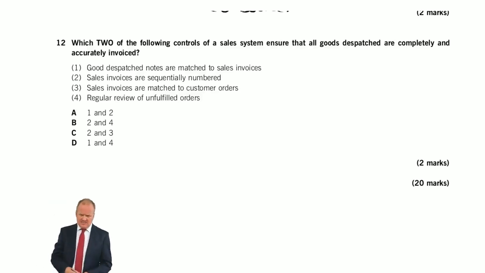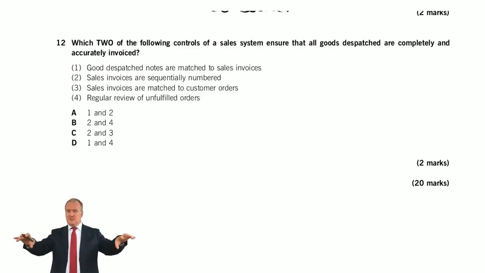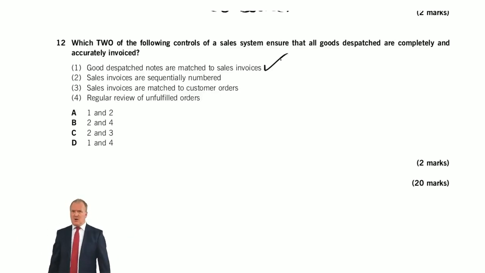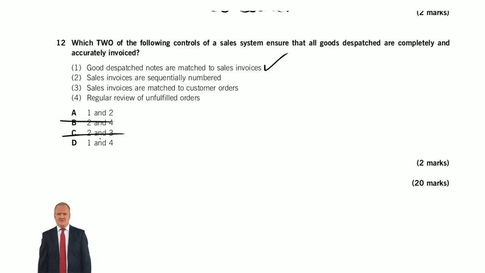Number 1, goods dispatch notes are matched to sales invoices. Well, goods dispatch notes tell you what has left the building. So if we match those to each sales invoice, that would flag up if there are any goods dispatch notes we can't match to an invoice. So that's right then, isn't it? So we're down to a 50-50.